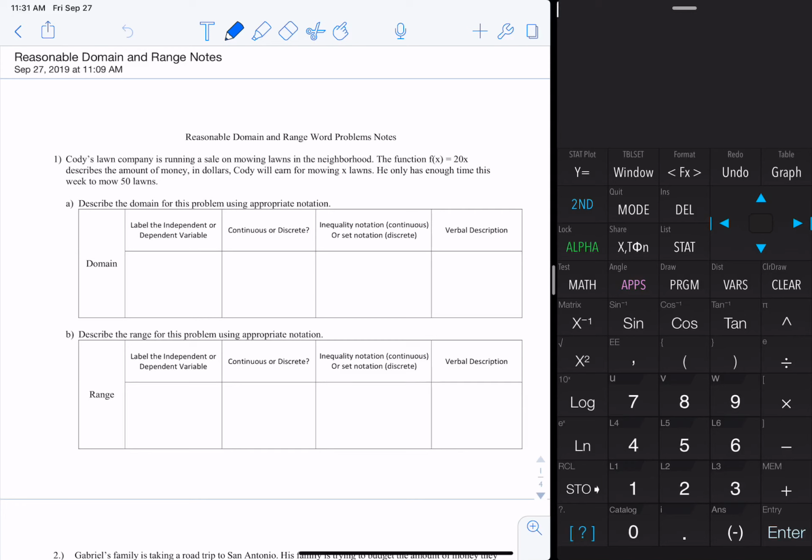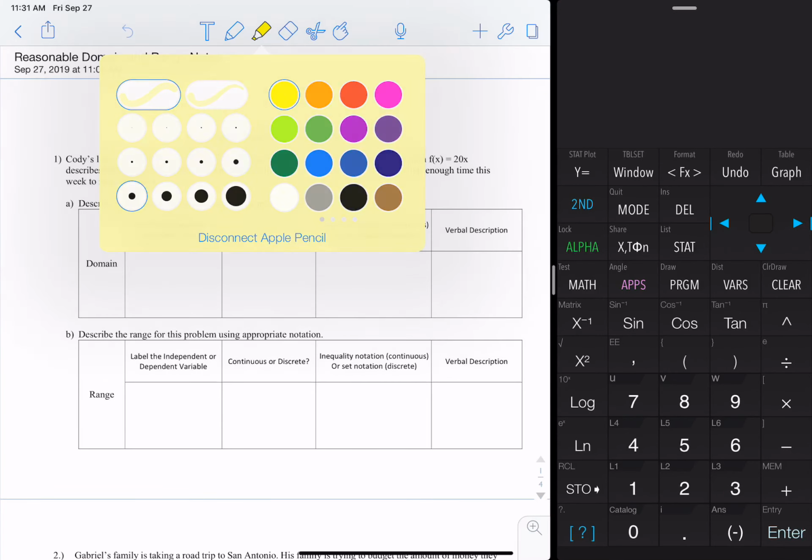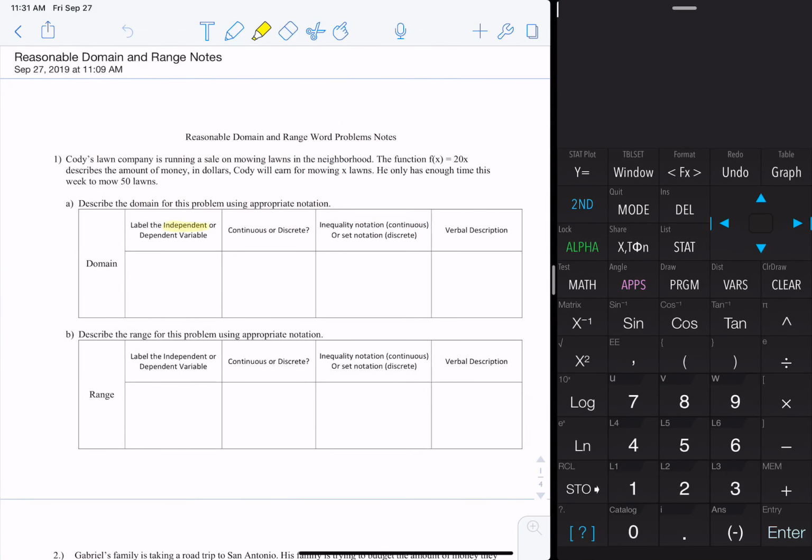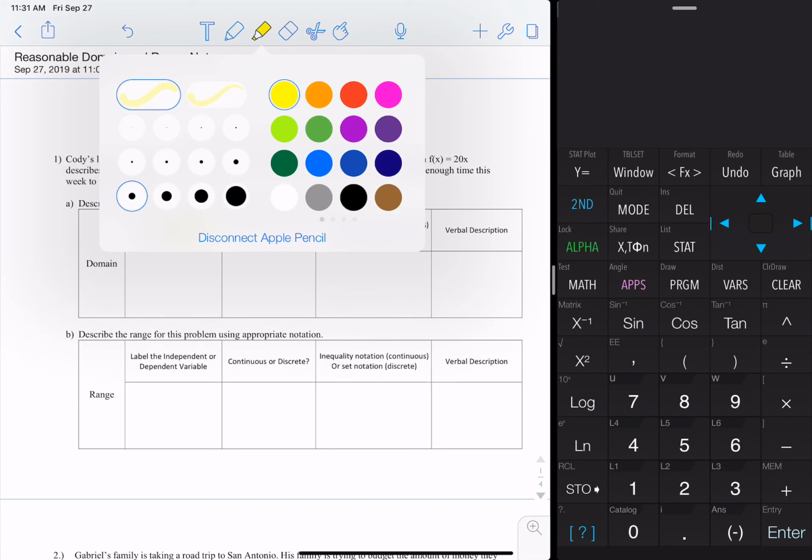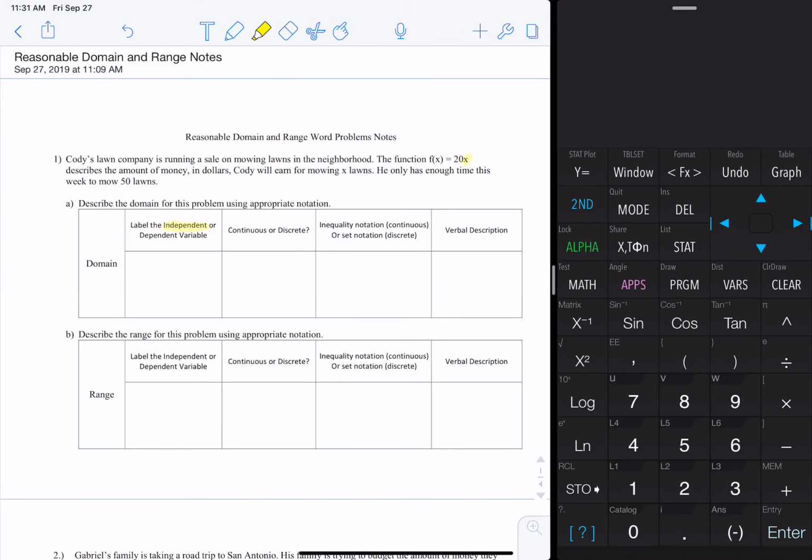So first we're going to name everything we know about the domain. First of all, domain is the independent variable, okay? So the independent variable here, x, tells us that x is the number of lawns. So we're going to say the domain, the independent variable, is the number of lawns. It's labeled with an x, okay?